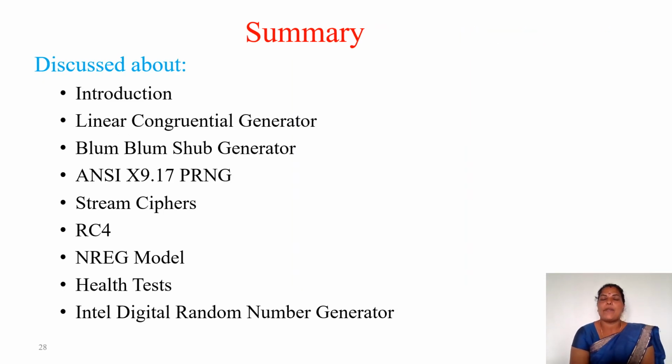So in this presentation, we have discussed random bit generation. That is, two main algorithms: the linear congruential generator and the Blum-Blum-Shub generator. Then one standard for a pseudo-random number generator, that is ANSI X9.17. Then we discussed the stream cipher RC4. Then the NRBG model. Then we discussed how to condition the generated random numbers, that is, removing biases. Then what a health test for these random numbers is. Finally, these random number generators are used in the Intel processor chip. So we have seen random number generation using the Intel digital random number generator.